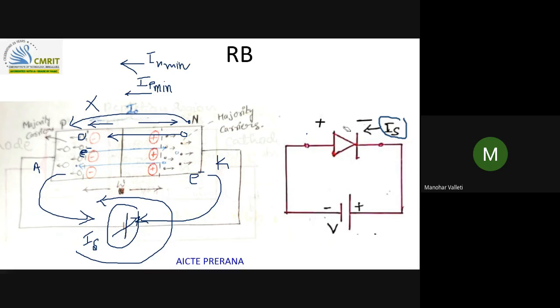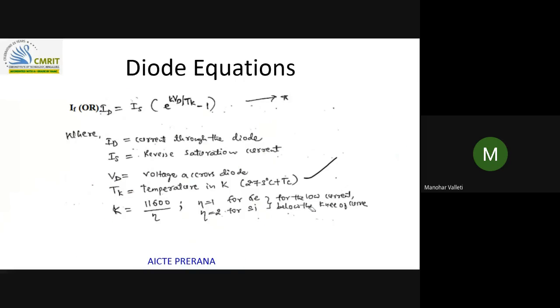Okay, so if you use a symbol, the connection of the reverse biased diode is like this. IS is the reverse saturation current which flows from cathode to anode. If you see the diode equation, it's just a mathematical equation represented in terms of the minority carrier current IS. I can call this Shockley's equation also. William Shockley gave this equation.